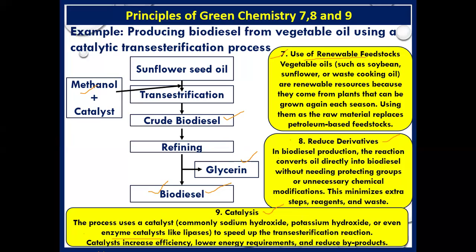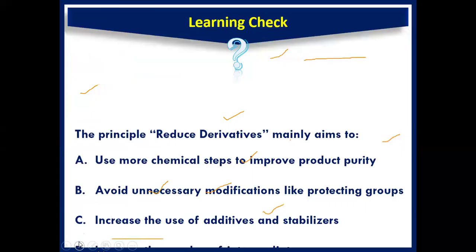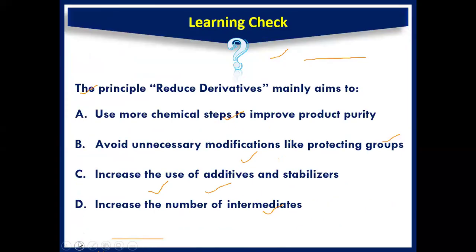I hope all three principles are clear now. Now, time for the learning check. Please read the question displayed on your screen. The principle reduce derivatives, that is the eighth principle, mainly aims to: A. Use more chemical steps to improve product purity. B. Avoid unnecessary modifications like protecting groups. C. Increase the use of additives and stabilizers. And D. Increase the number of intermediates. Think of the answer to this question.